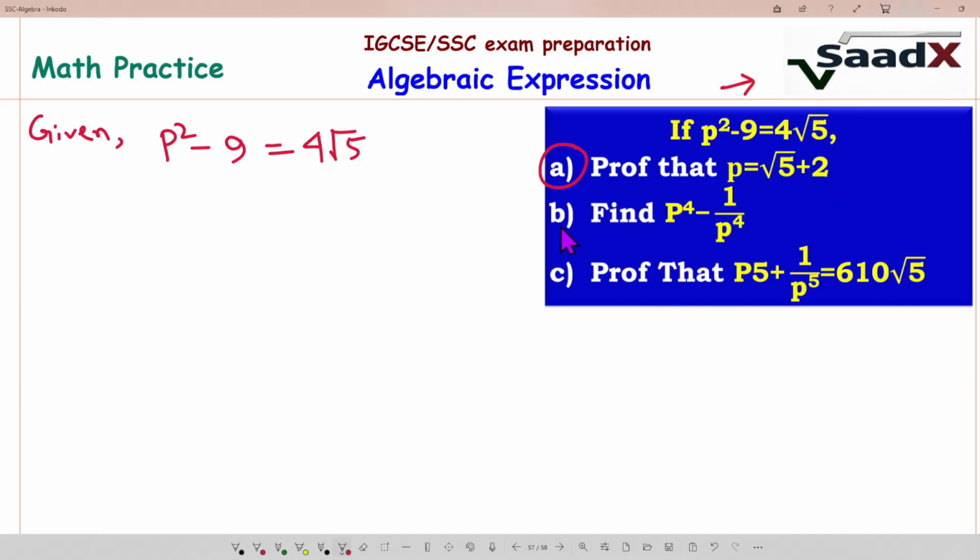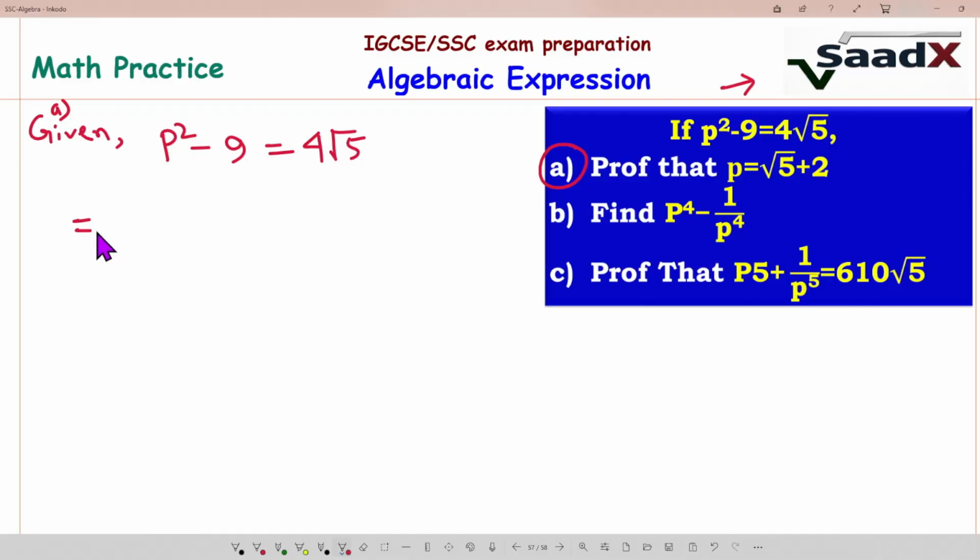Second part number B and third part number C. I will try to solve every question step by step. Now number A. Here is p² minus 9 equals 4√5.